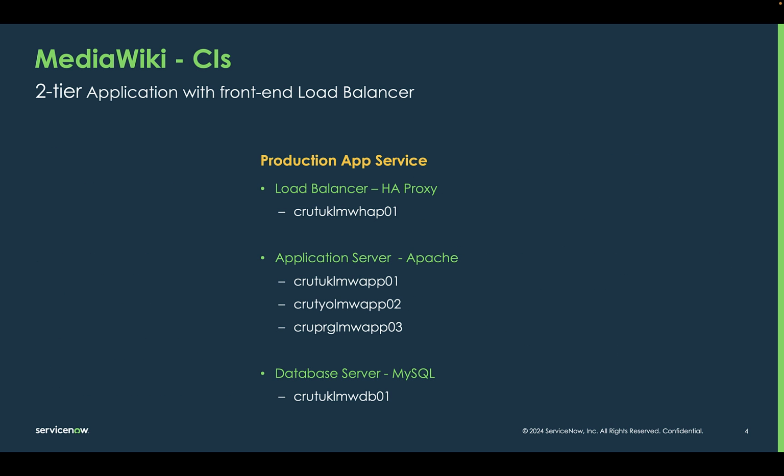Recall, we're looking at the production application service stack, which has a load balancer that front ends 3 Apache web servers that connect to the MySQL database server. In this demo, the connection suggestion from the Apache to database server will be used rather than a connection pattern from the discovery. And I will highlight why it's not using the pattern.